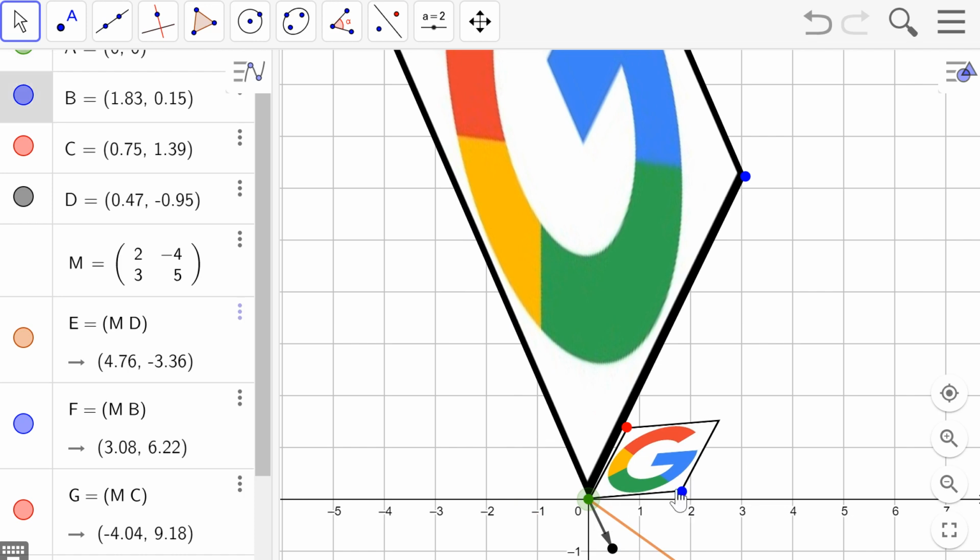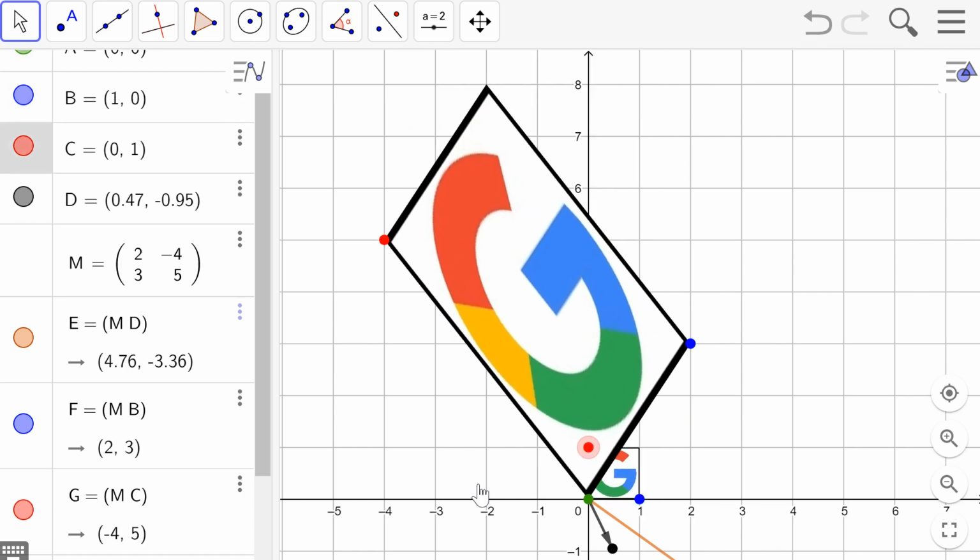I should not have moved my green point. Okay, so let me finish this for now.